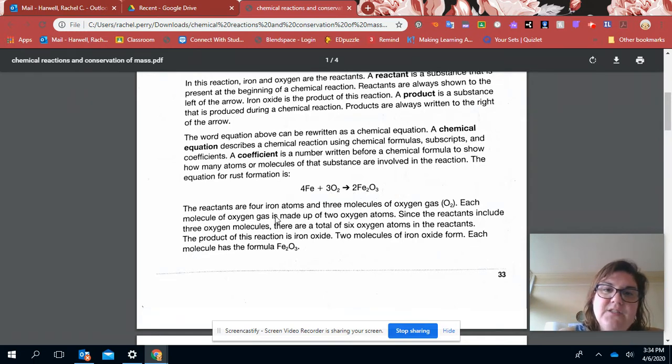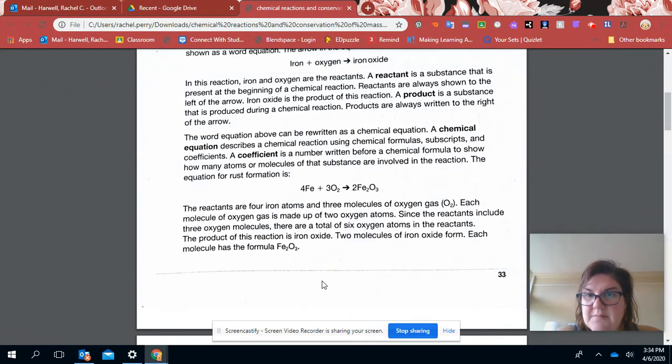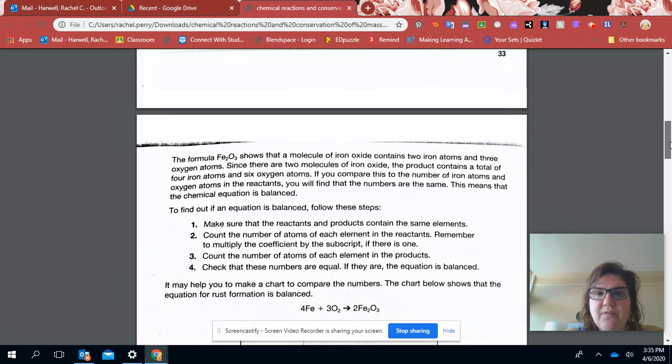Okay, the reactants are 4 iron atoms and 3 molecules of oxygen gas. Each molecule of oxygen gas is made up of 2 oxygen atoms. Since the reactants include 3 oxygen molecules, there are a total of 6 oxygen atoms in the reactant. The product of this reaction is iron oxide. 2 molecules of iron oxide form. Each molecule has the formula Fe2O3. On to page 34.